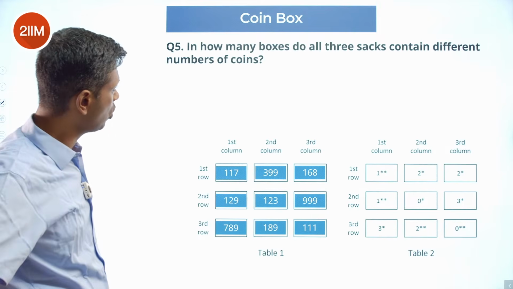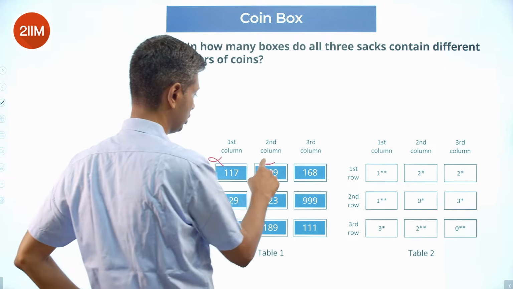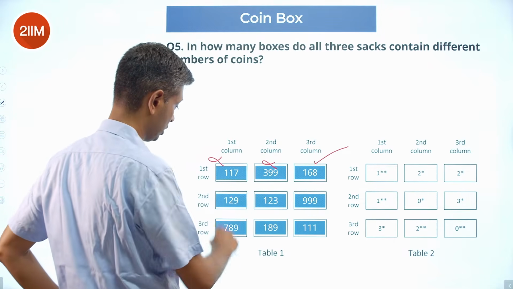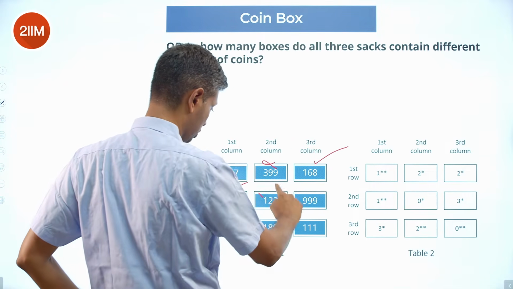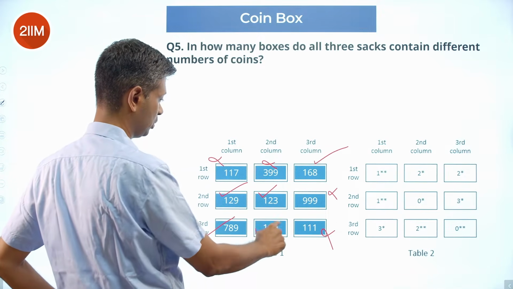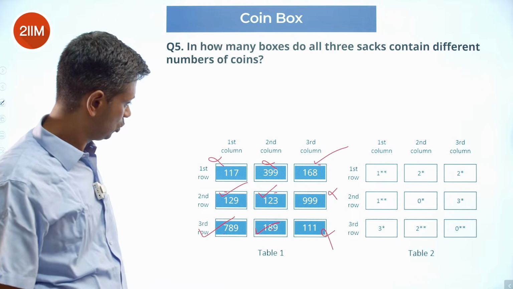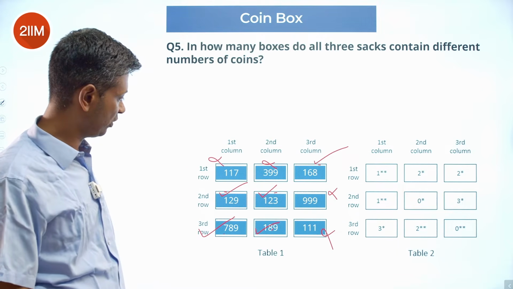In how many boxes do all 3 sacks contain different numbers of coins? Not this, this works: 1, 6 and 8. This works: 1, 2 and 9. This works: 1, 2 and 3. Not this. This works: 1, 2, 3, 4, 5. So: 1, 6, 8, 1, 2, 9, 1, 2, 3, 7, 8, 9, 1, 8, 9.